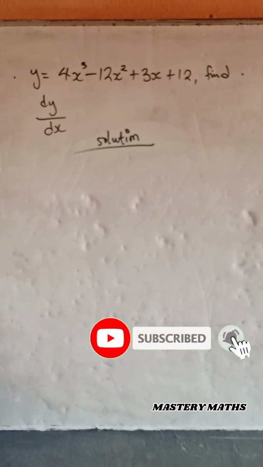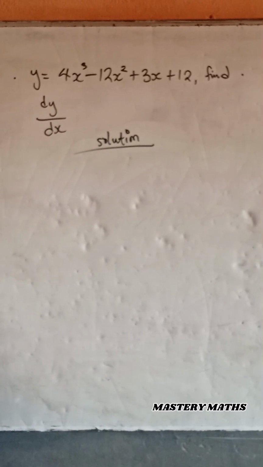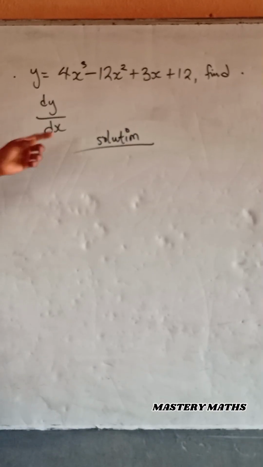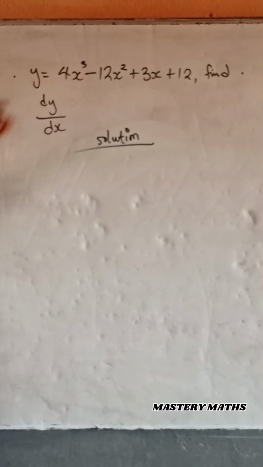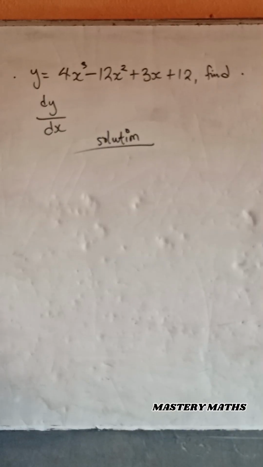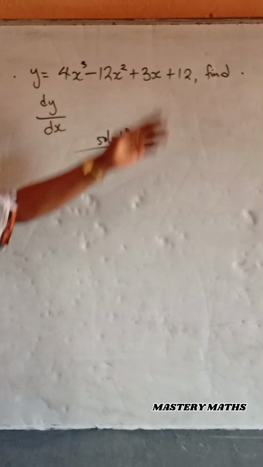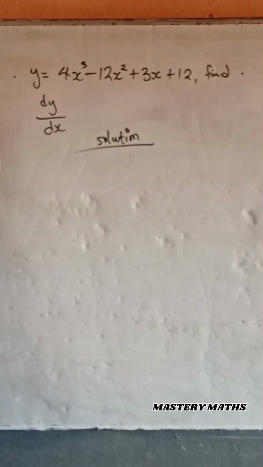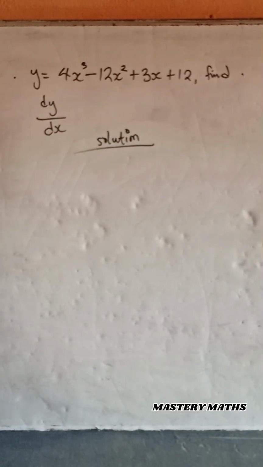On the board, we'll be differentiating y with respect to x, having y equal to 4x raised to the power of 3 minus 12x raised to the power of 2 plus 3x plus 12. Find dy/dx. I want us to differentiate this term by term using the power method.